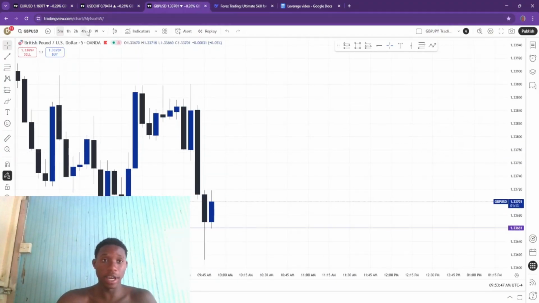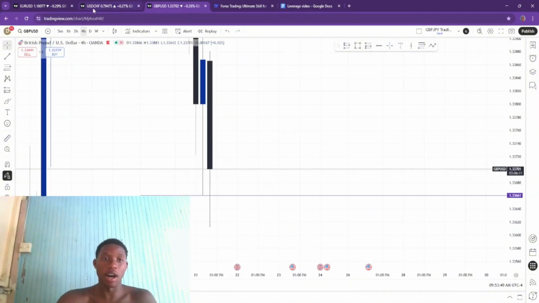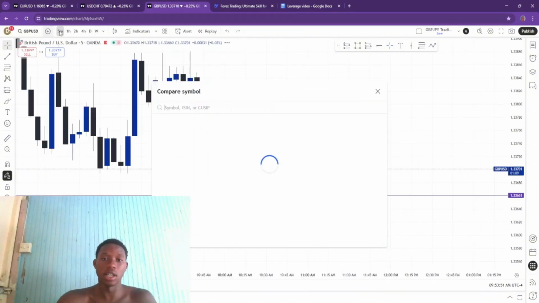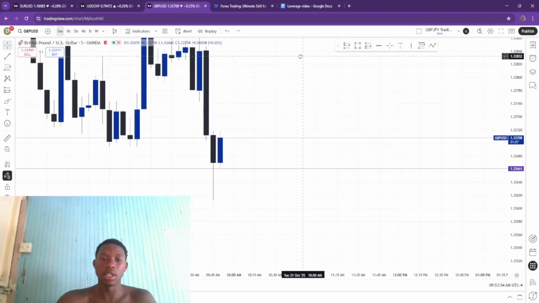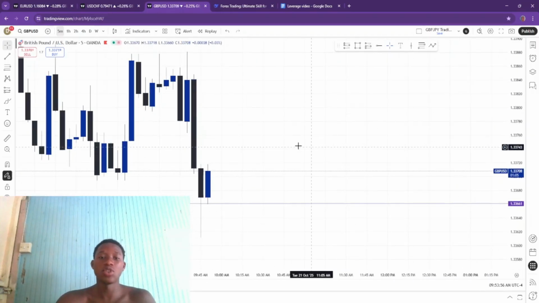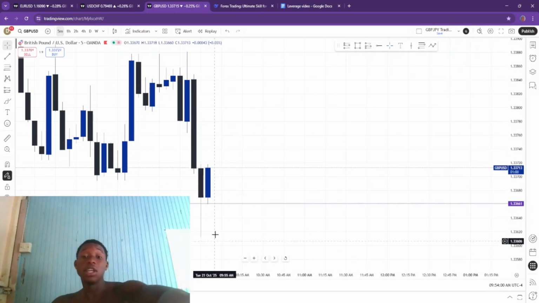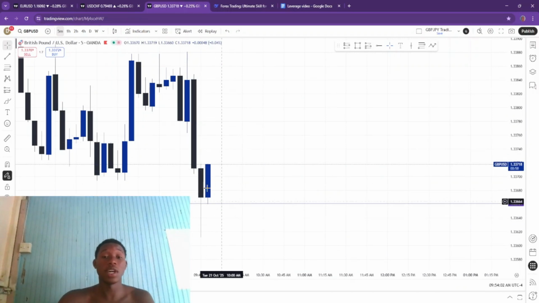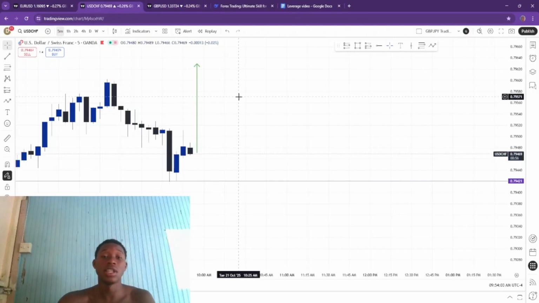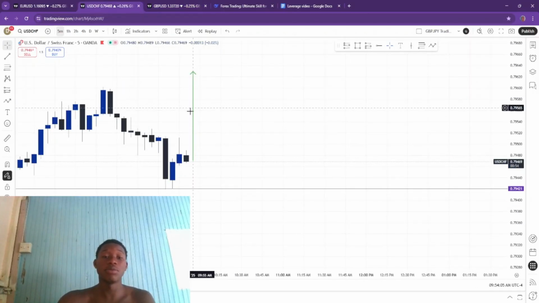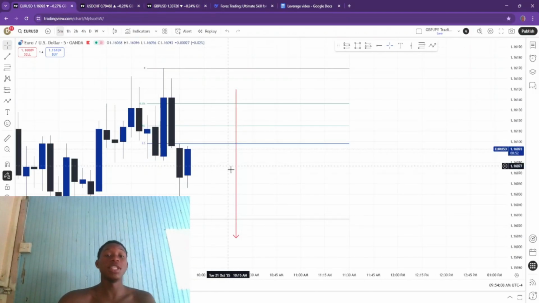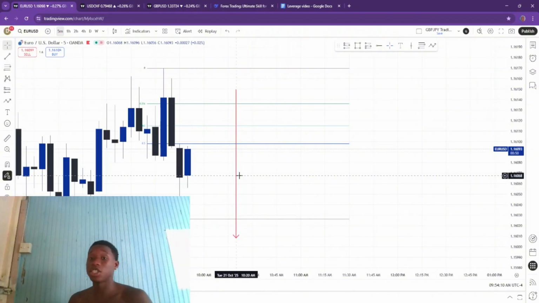GBP USD is trying to go below that 4 hour low to give us a trade, but it's kind of slow. So we're taking trades only if it's below that 4 hour low. Anything above that, we're not trading it. Euro USD is trying to go up to give us a trade. So it's basically patience, people. Just patience.